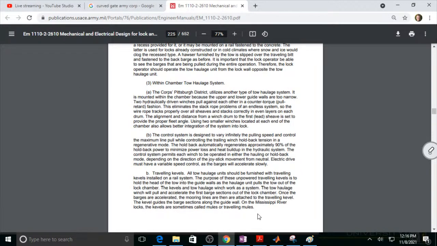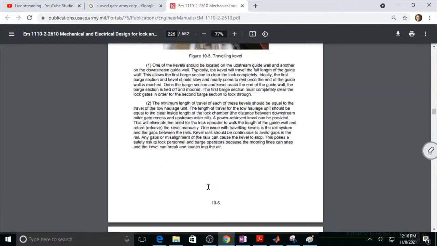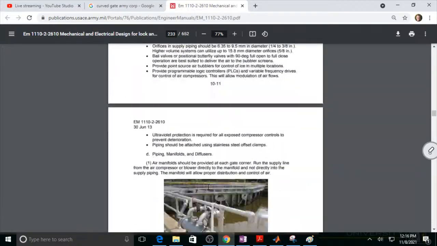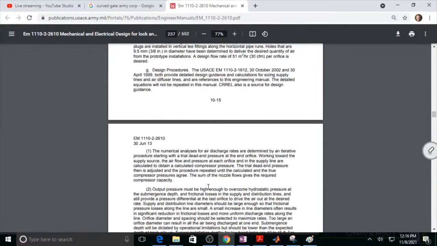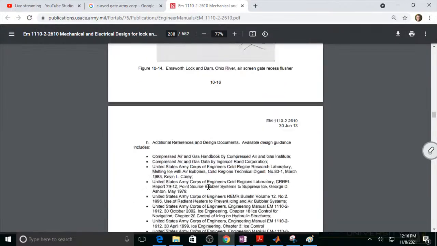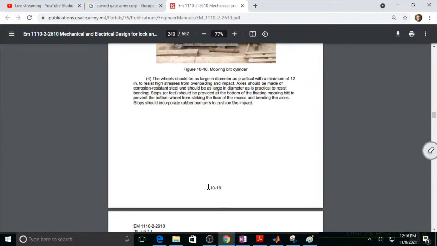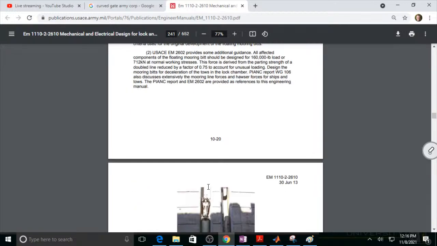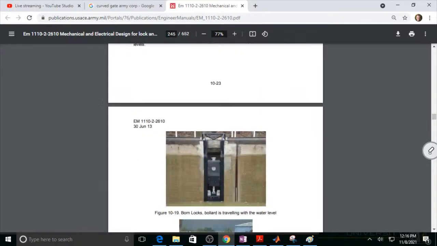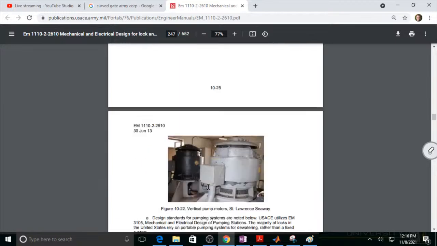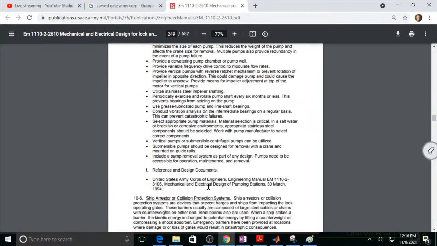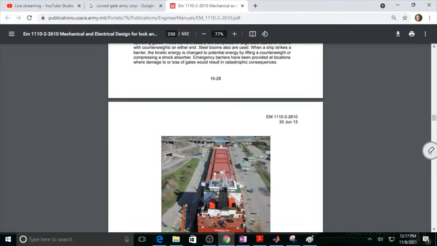Anyway, I got distracted there, but there probably are some better pictures down there somewhere. But you can see there's a lot of different types of gates, and these forces can be massive. So you really need to have stuff that's pretty reliable, because if things break, that can cause a lot of damage.